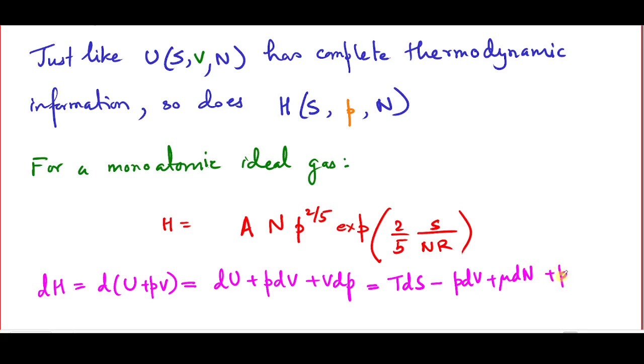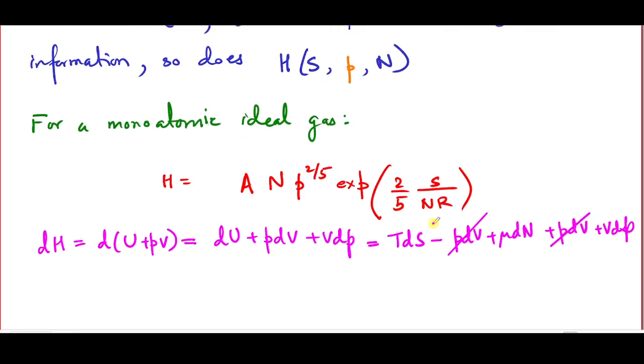So when you add PdV plus VdP to this, the PdV part cancels out, and therefore you end up with this expression: dH is TdS plus VdP plus mu dN. And from this expression, you can immediately read off that temperature, volume, and the chemical potential can be figured out as partial derivatives of H with respect to the appropriate variables.